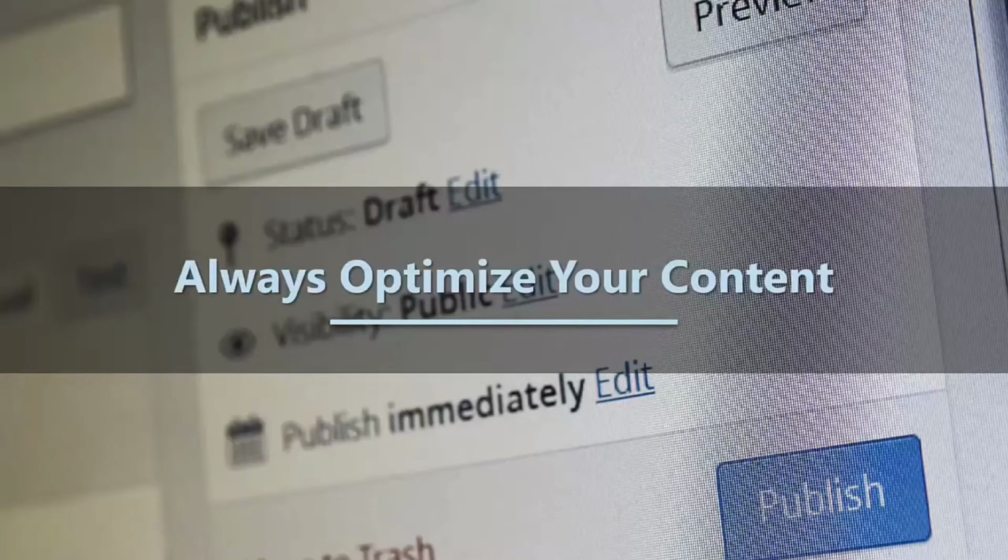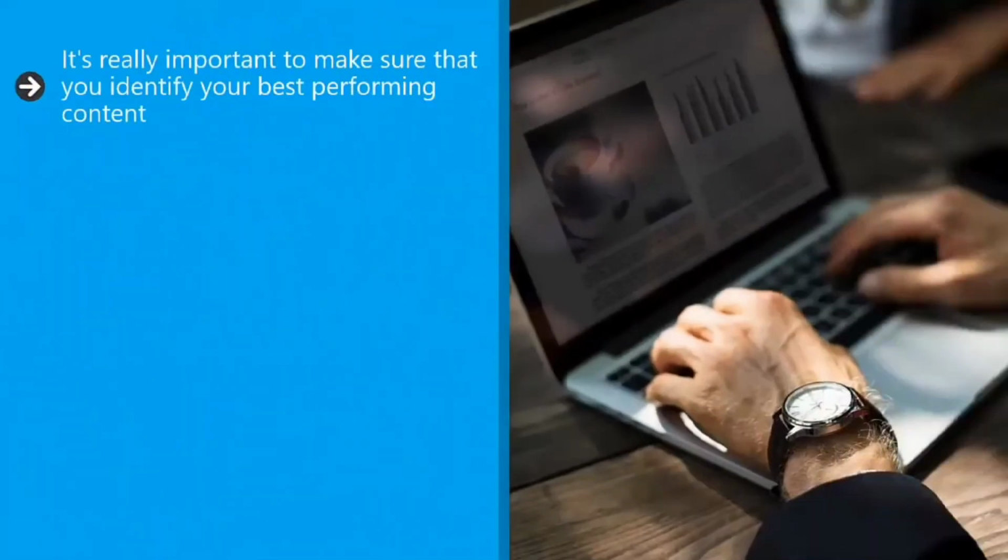Always optimize your content. It's really important to make sure that you identify your best performing content. This is not easy to do with Twitter. You basically have to pay attention to your website statistics and figure out which content update gets the most love from your followers. Once you have identified your best performing content, don't stop there.